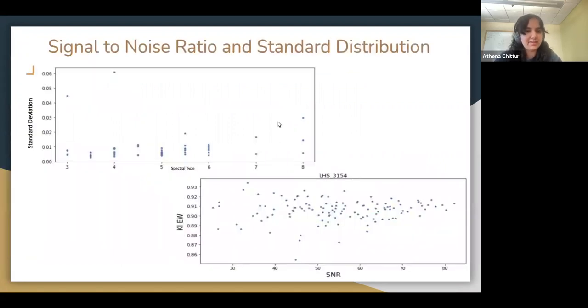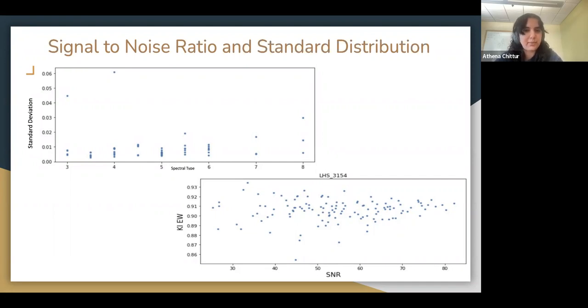Some other things that we looked at, one of the first being, we took the standard deviation of each star's equivalent width. And we wanted to see if there was any correlation of the standard deviation versus the spectral type of the stars. So as we can see here, each point is a star. And as the spectral type increases, there is a slight increase in the standard deviation, which is pretty interesting.